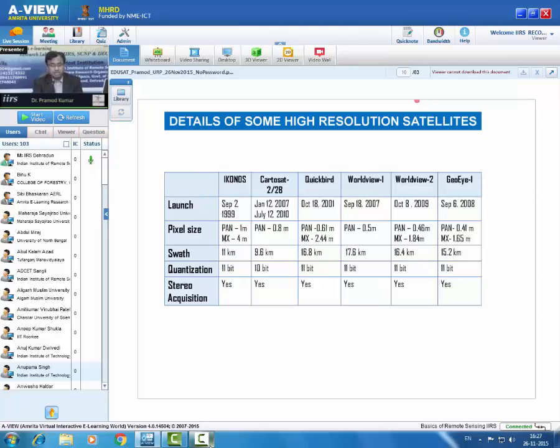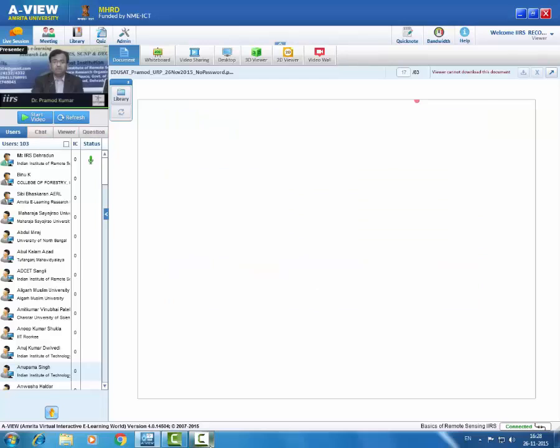Then we have the Indian remote sensing satellite series. We have Cartosat 2 and 2B, which were launched in 2007 and 2010, with a pixel size of 0.8 meter, a swath of 9.6 kilometer, 10-bit quantization, and with stereo capability in one of the satellites.